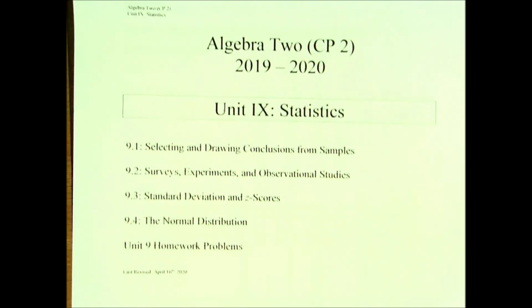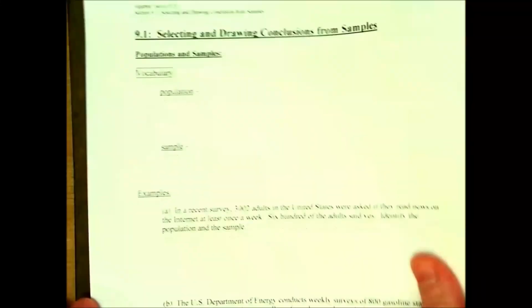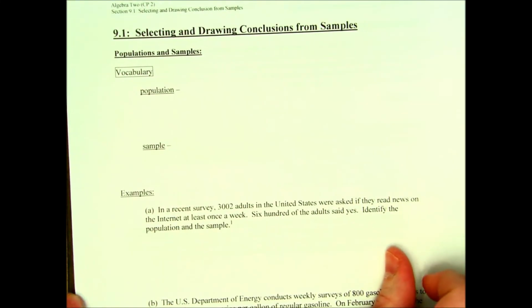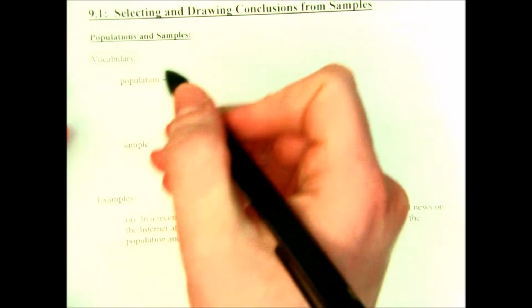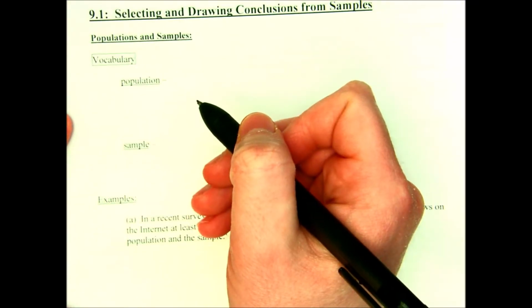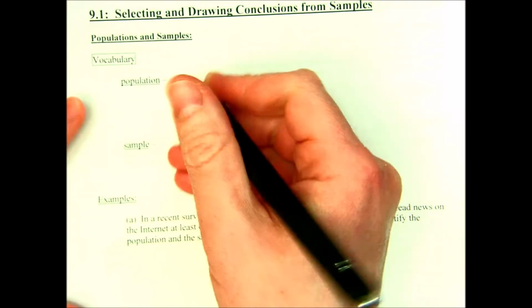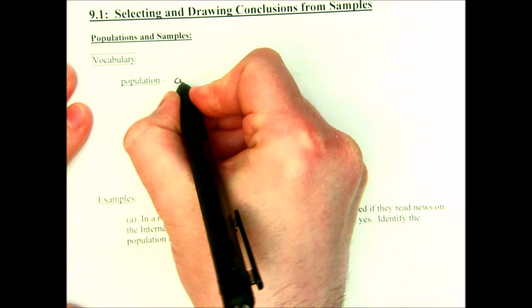We're going to start looking at section 9.1, which starts on page 3 of the new packets. Selecting and drawing conclusions from samples. And this is all going to be about how to get good data if we're trying to collect some data. First definition, a population. A population is just a group of people or objects that you want information about.